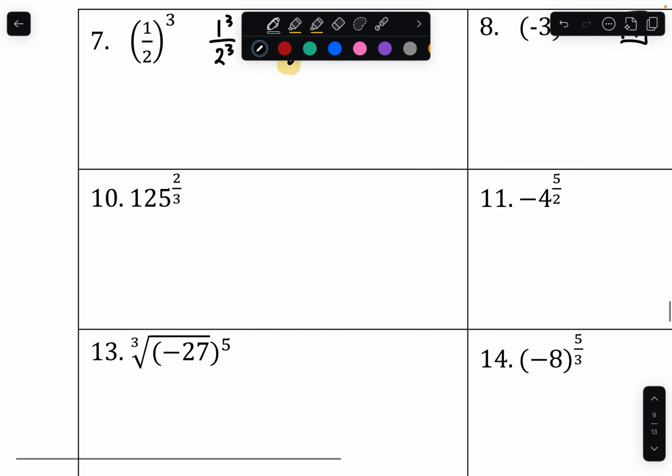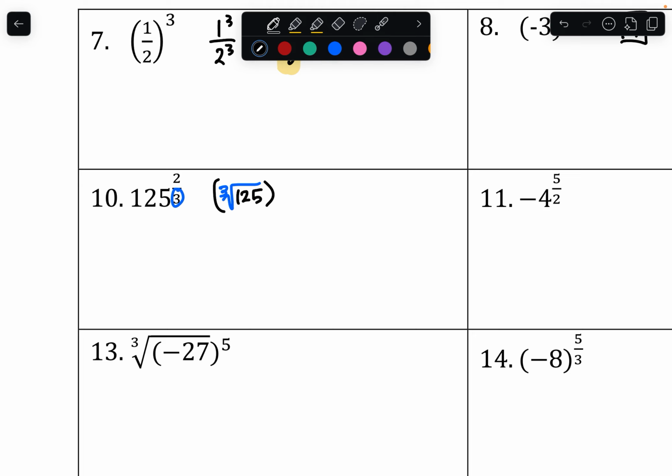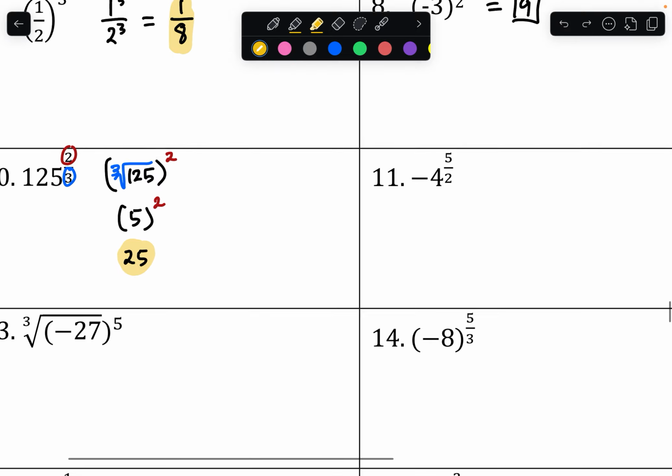Okay, here we have 125 to the 2/3 power. Remember that 3 in the denominator is the cube root. So I'm going to root it, then raise it, because that's going to be easier for us. We are going to take the cube root of 125, which is 5, and then we are going to square it, which gives us 25. You can see how it would be very difficult to square the 125 first and then try to cube root. There's no way I could do that without a calculator.